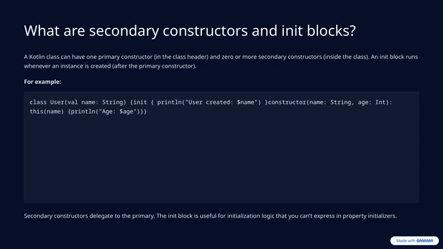For example, imagine a user class with a primary constructor that takes a name. Inside the class, you can include an init block that prints a message whenever a user is created. You can also add secondary constructors, like one that takes both a name and an age, and in this case, it delegates to the primary constructor using this(name). The key thing to remember is that secondary constructors always delegate to the primary constructor, ensuring consistent initialization. The init block is especially useful for any initialization logic that can't be easily expressed with property initializers. Overall, understanding these constructors and init blocks helps you write clearer, more flexible class initializations, which is a core part of mastering Kotlin's approach to object-oriented programming.